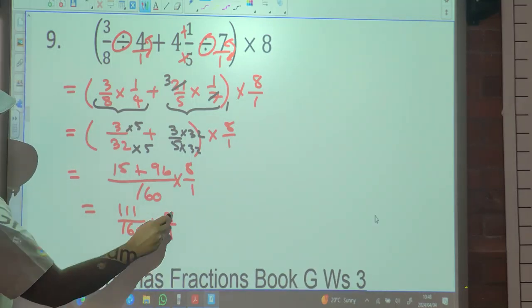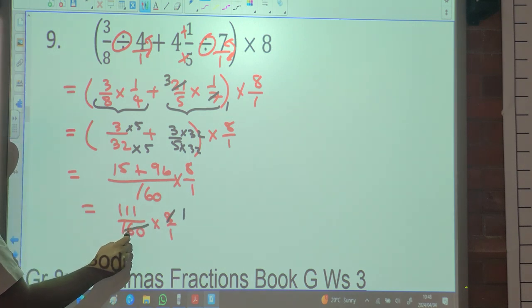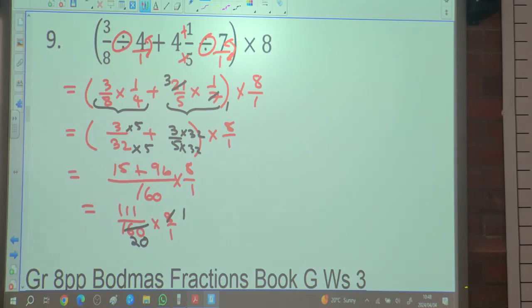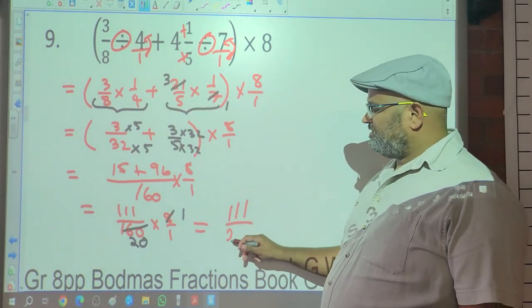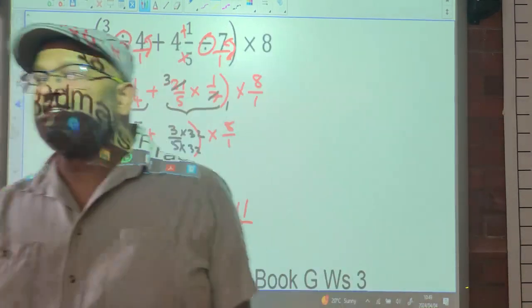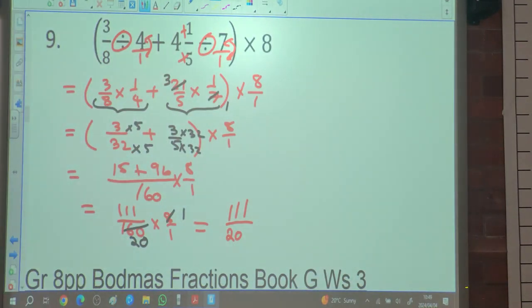Now what? 8 goes into 8 once, 8 goes into 16 twice. So it goes into 160 20 times. So the answer is 111 over 20, which could also be written as 5 and 11 over 20.